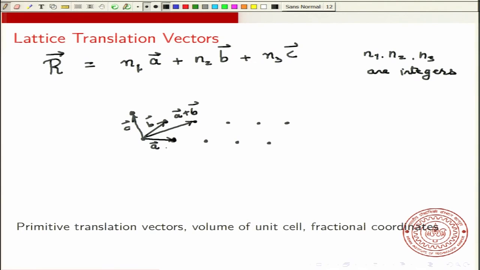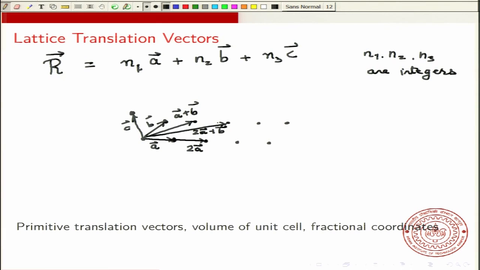What about this one? The translation vector is 2a, this is 3a and so on. What about this point? This point is 2a plus b. So this translation vector is 2a plus b. And you can put the c dimension also, I am not showing this, but essentially what you can show is that with these translation vectors, they are essentially lines that join one point on the Bravais lattice to other points.